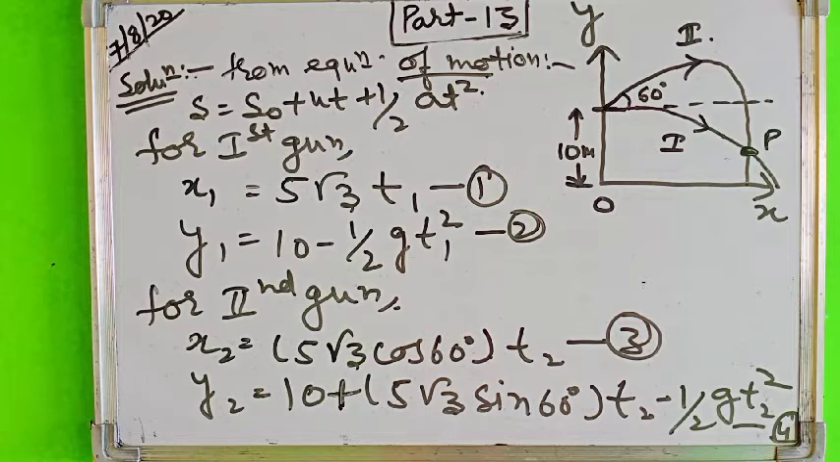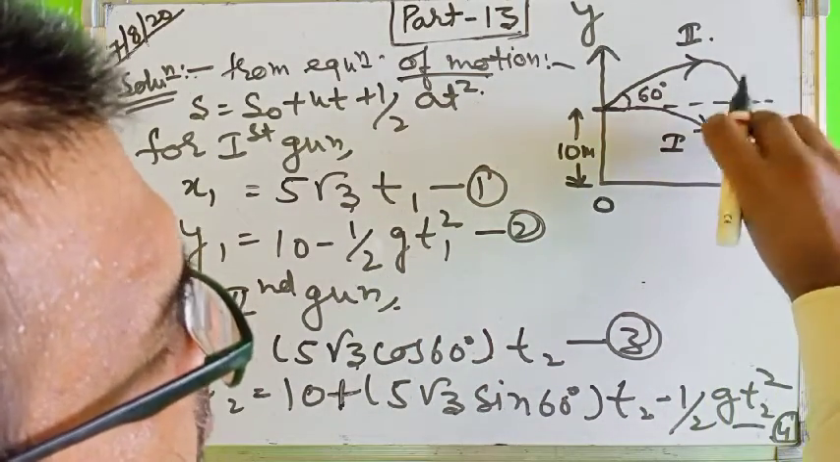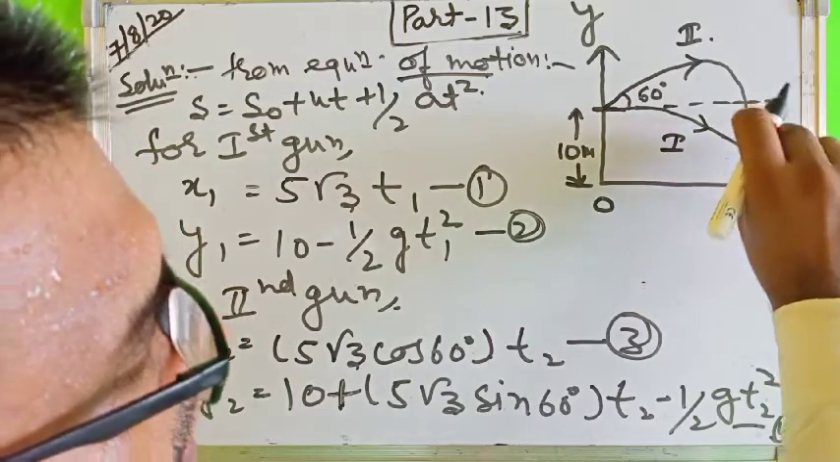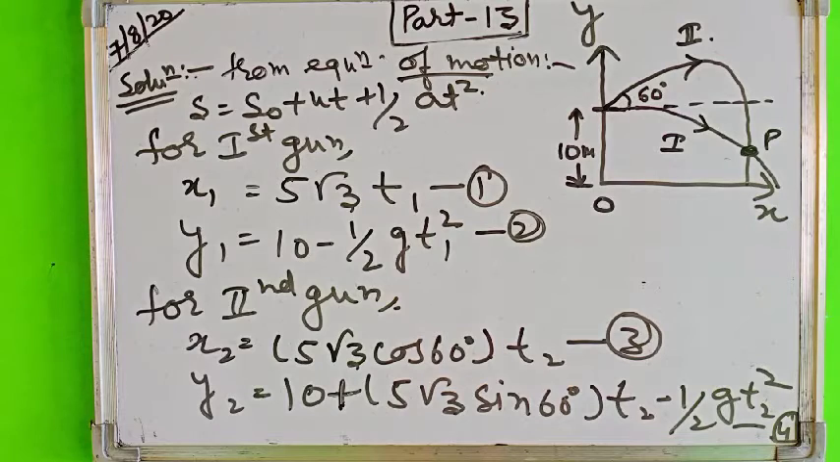Now for collision, at the point where they will collide, all the coordinates of the point P will match, meaning the coordinates will be the same. So x1 is equal to x2 and y1 is equal to y2. So look here.